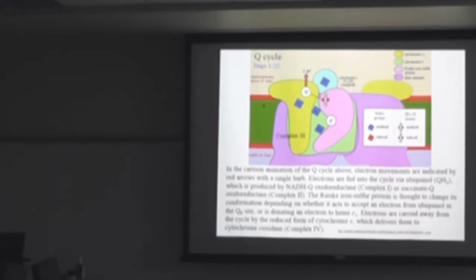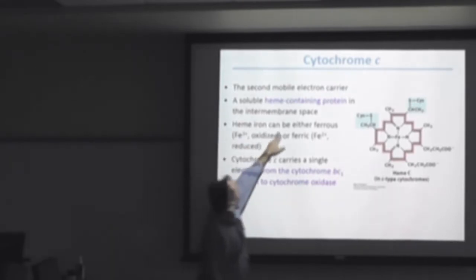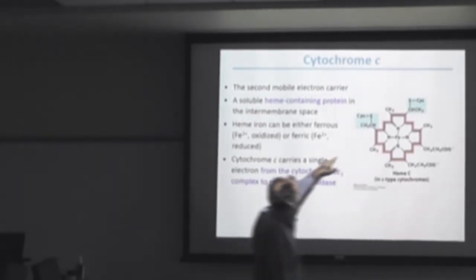So we mentioned that these electrons end up in cytochrome C, and that's the second mobile electron carrier in the electron transport chain. There's 2 mobile electron carriers. This is a single electron carrier versus the 2 electron carrier, which is... Do you guys remember? We were just talking about it. Ubiquinone? Yeah, ubiquinone or coenzyme Q, any one of those words, ubiquinol. The second mobile electron carrier is the heme-containing protein, cytochrome C.